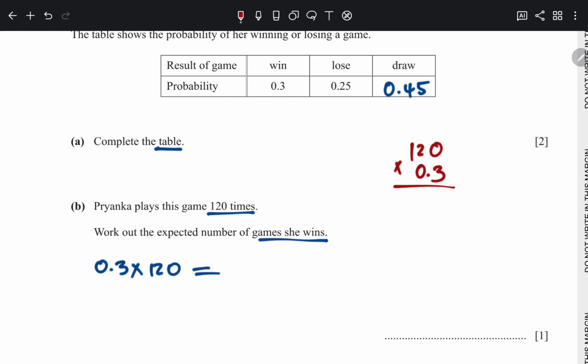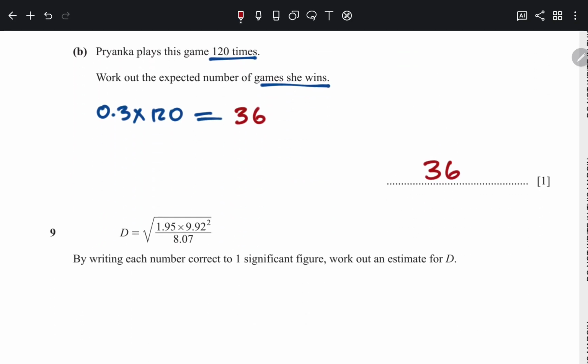You know, 12 times 3 is 36, right? So 120 times 3 would have been 360. But because there's this 0.3, there'll be a decimal point here, which will make it 36.0. So this is going to be 36, and your answer is going to be 36. And you can erase this, okay?